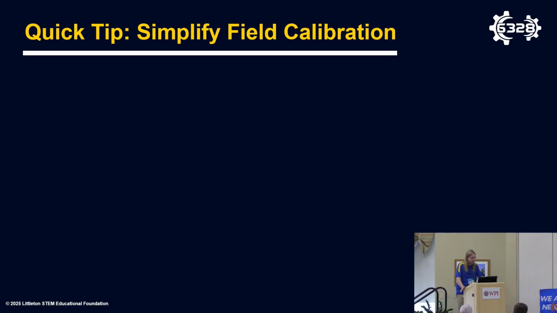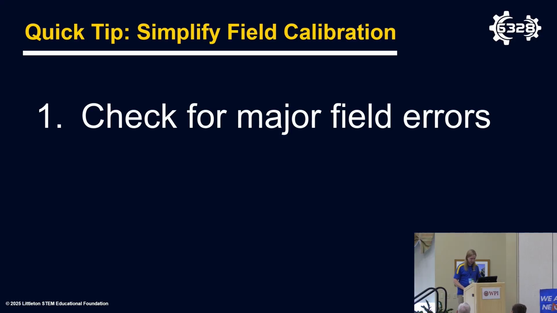The main thing really to remember here is that a great vision system is already designed to be tolerant to a wide variety of field conditions. In general, that makes field calibration less important, but there are still a couple of important things to check. And there are really two things that we always do during field calibration. The first is check for major field errors.